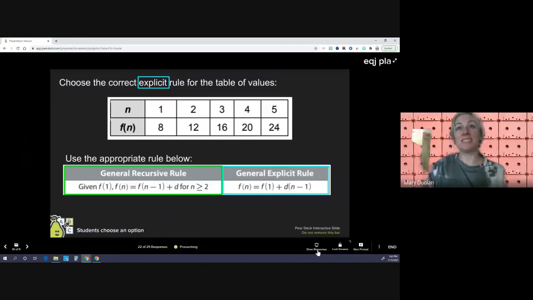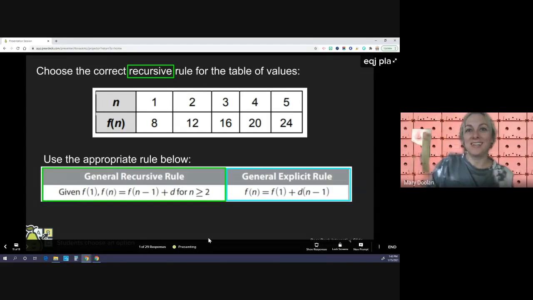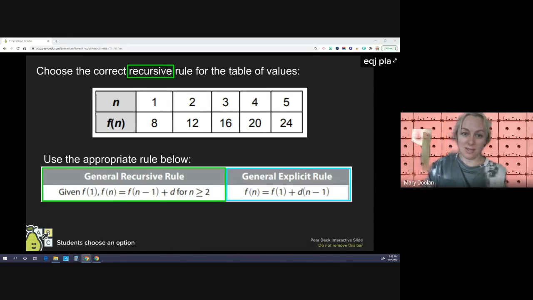So that's an explicit rule. Now we're going to look at the same exact table, and we already know that f of 1 is 8, and we already know that the common difference is 4. But this time, we're going to write a recursive rule. So that's this general form here. It's multiple choice. What is the recursive rule that matches the table? 3 choices, A, B, or C.